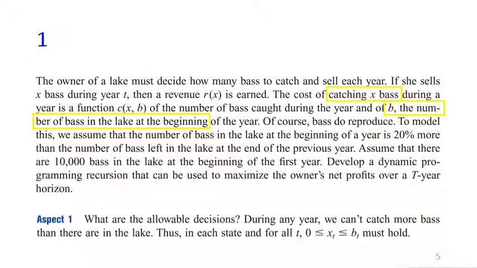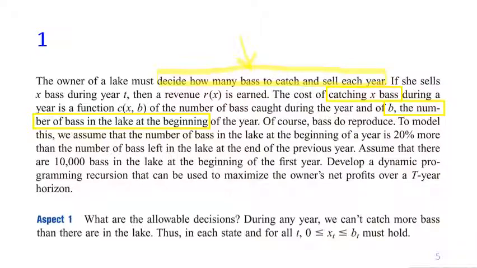So before we really formulate the recursion function, what we need to do is think about all these three aspects. The first aspect is talking about what the allowable decisions are. Remember that in this problem, your decision is to decide how many bass to catch and sell each year. So aspect 1 says, what are the allowable numbers of bass fish that you can catch and sell each year?